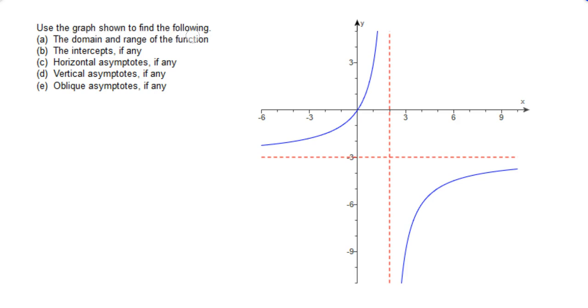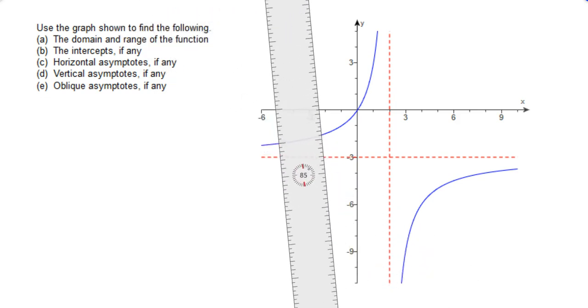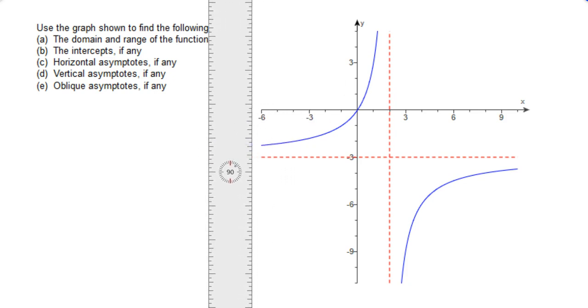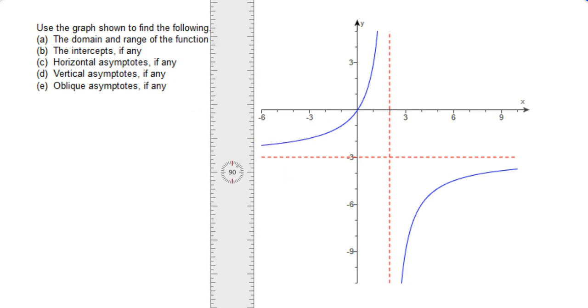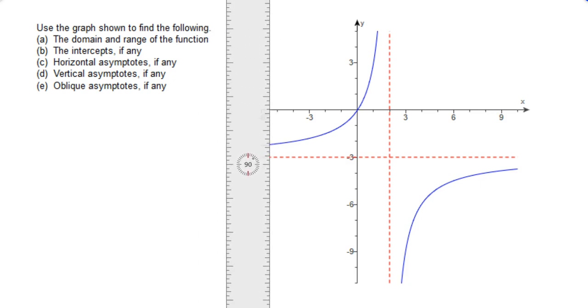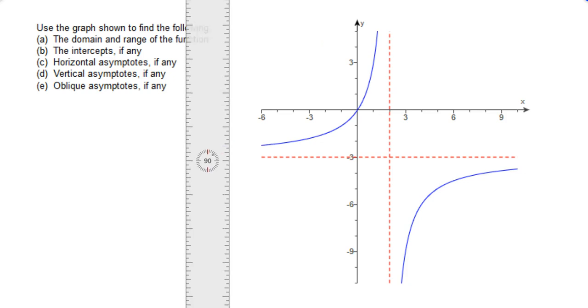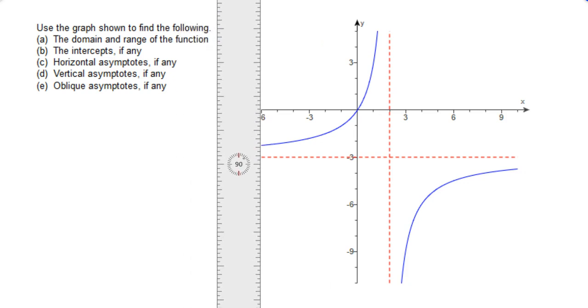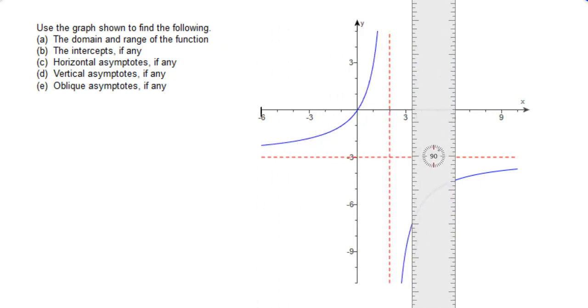Use the graph shown to find the following: domain and range, intercepts, horizontal asymptotes, vertical asymptotes, oblique asymptotes. So let's start with the domain and range. What I like to do is to take my ruler and hold it vertically to find the domain. Now the reason I do this is because the domain is a set of x values for this function. And when I hold my ruler vertically, I'm pointing towards the x-axis. So you can see, I'll kind of mark here that my ruler is running across that x-axis as I go from left to right.